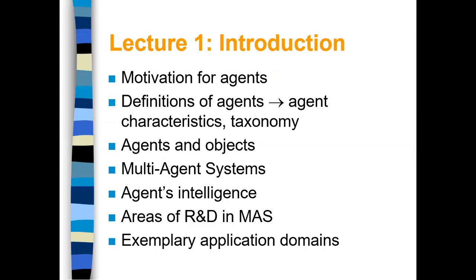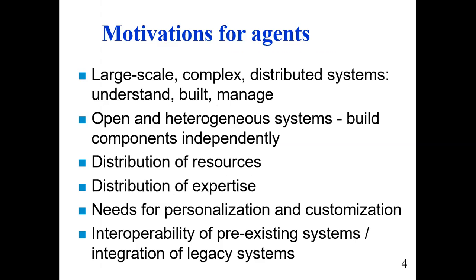So my talk is going to cover the introduction of agent. Some people say agent, some people say multi-agent systems, some people say intelligent agents, some software agent. So we are going to look first at the motivation for why we want to use agents, and then at the definition of agent, the agent characteristics, taxonomy, and then the relation between agents and objects. Then we go into multi-agent systems. What is a multi-agent system? Agent intelligence, then areas of R&D in multi-agent systems, and exemplary application domains. This is just a brief introduction to what an agent actually is.